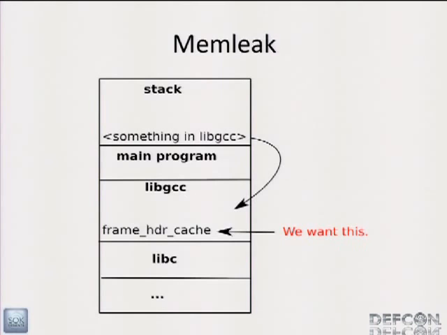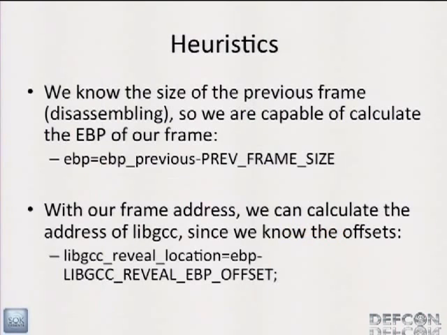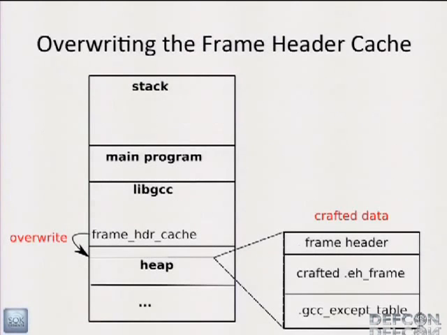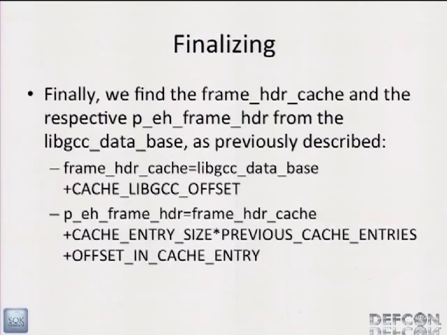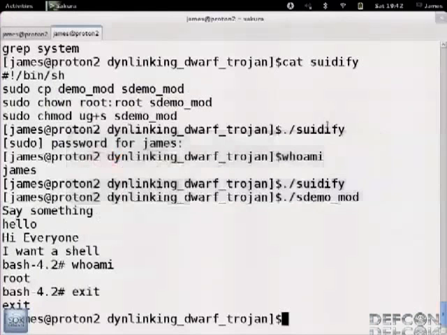So the idea here is that there's somewhere on the stack that points somewhere in libgcc. And we get a memory leak, we get that value, we find the base of libgcc from that, from known offsets, and then we have a known offset for the frame header cache, which is what we want to actually overwrite. So once we overwrite it, we then point it to our data, which in this example happens to be loaded on the heap. I have a little toy program that lets us load files into memory to make it really easy for us. In the real world, you'd have to jump through a few more hoops. So let me just show this demo before it gets any later.